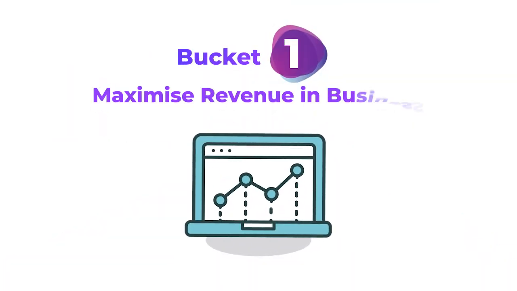So once you have a cash flow allocation structure in place and also have cash flow clarity on the metrics of cash flow allocation, then you can develop cash flow strategy to improve the metrics on each bucket. This will lead to improvement in your cash flow. So let's start with bucket number one. Bucket one, maximize revenue in business.